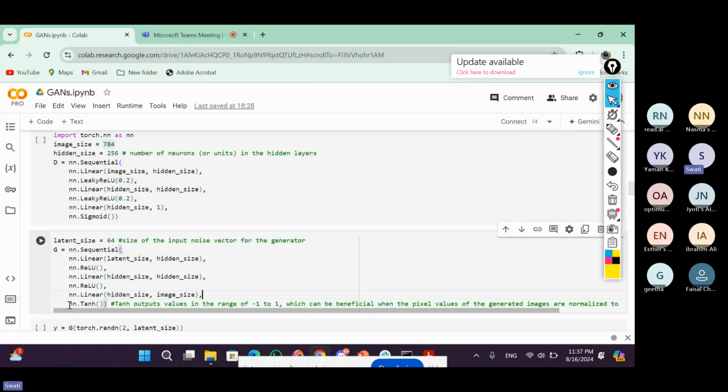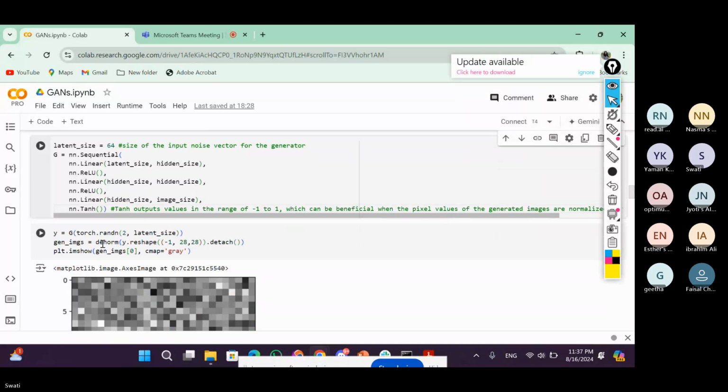And here we are applying the last function as tanh function because it will provide values in the range -1 and 1. And since our generated images will also have pixel values between -1 and 1 as they are normalized, this is a good choice for the activation function in this generator's last layer.